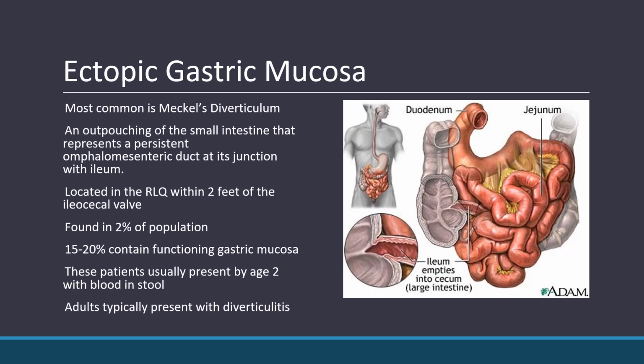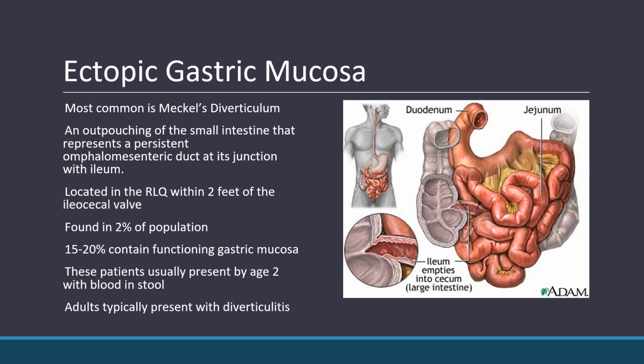So the first study that we're going to talk about is the ectopic gastric mucosa. The most common is the Meckel's diverticulum. This is an outpouching of the small intestine that represents a persistent omphalomesenteric duct at its junction with the ileum. It's located in the right lower quadrant within about 2 feet of the ileocecal valve, and it's found in about 2% of the population. 15 to 20% of them contain functioning gastric mucosa.